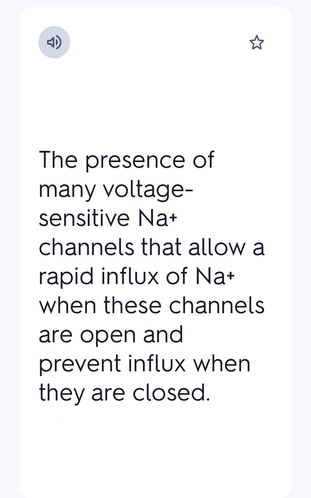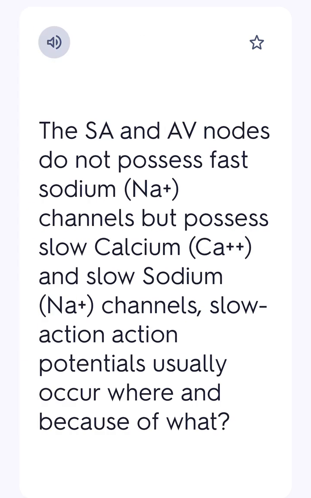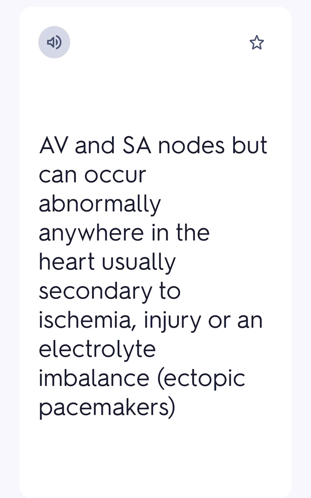The presence of many voltage-sensitive Na+ channels that allow a rapid influx of Na+ when these channels are open and prevent influx when they are closed. The SA and AV nodes do not possess fast sodium channels but possess low calcium and slow sodium channels. Slow action potentials usually occur where and because of what? AV and SA nodes but can occur abnormally anywhere in the heart, usually secondary to ischemia, injury or an electrolyte imbalance.